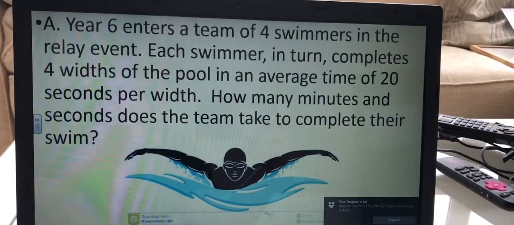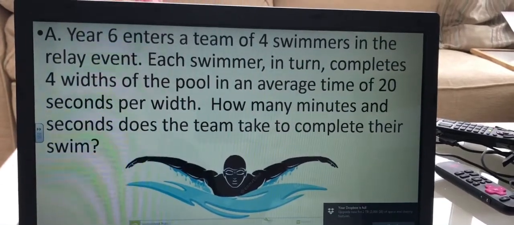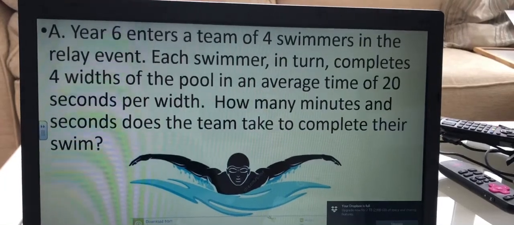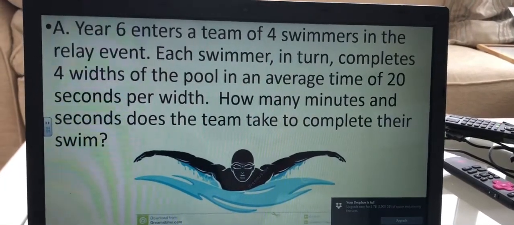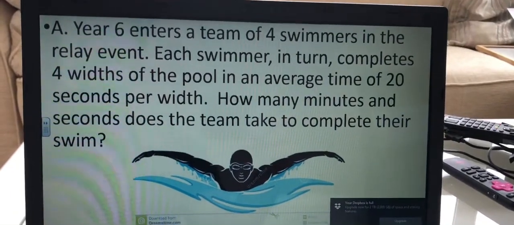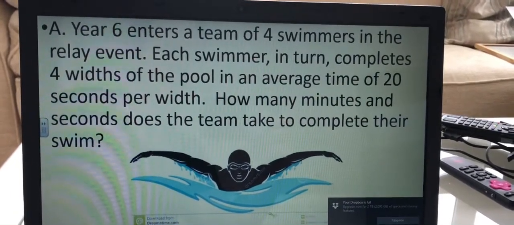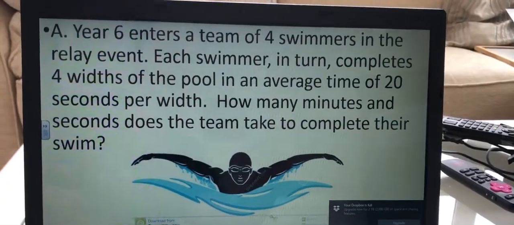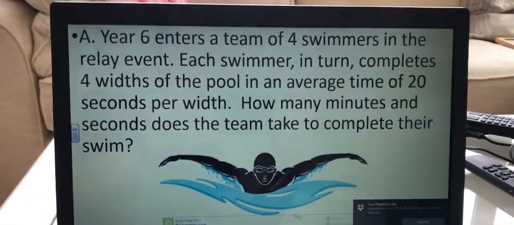Okay, so I'm going to pause this and you're going to have a look and try and work it out. But before you do, what's the key information that's in this word problem? And what is it asking us for? Okay, so have a go at working that out now. Pause it and we'll come back together.